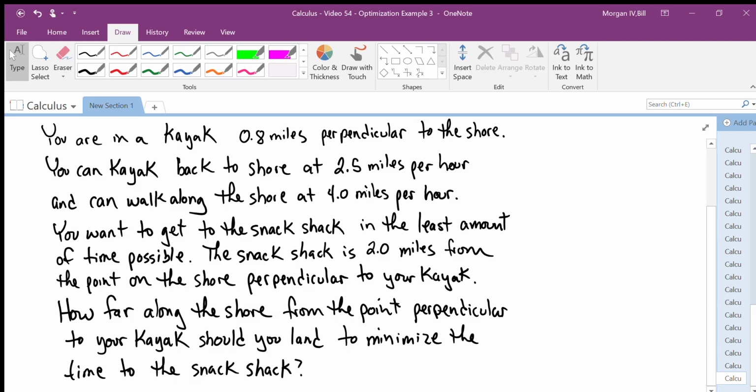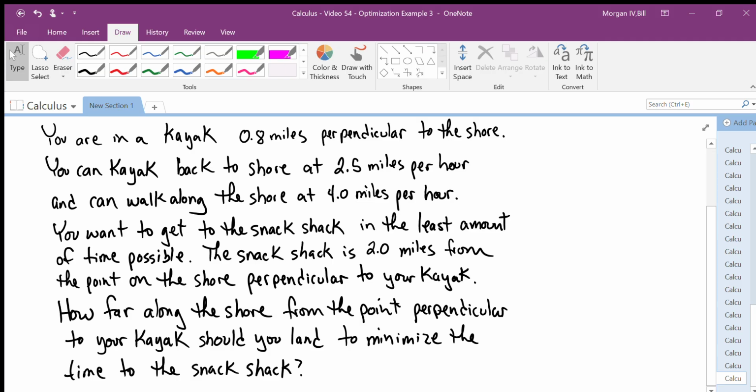So it's along the shore. The snack shack is also on the shore. It's 2.0 miles from the point on the shore perpendicular to your kayak. This is a lot of information. From that point perpendicular, how far along the shore should you land to minimize the time to the snack shack? Okay. Seems like a complex problem.